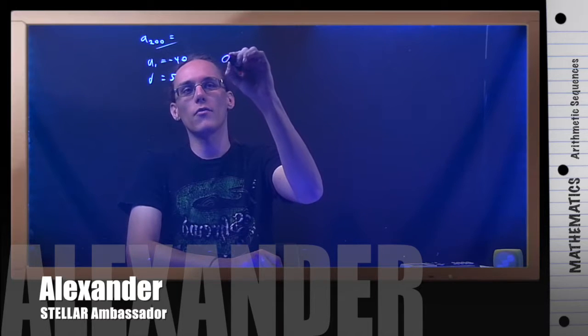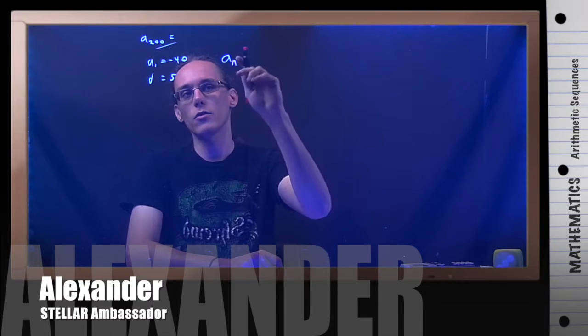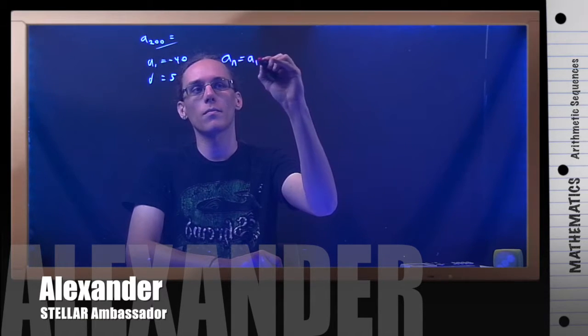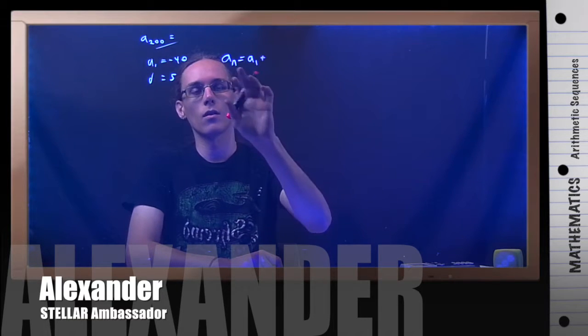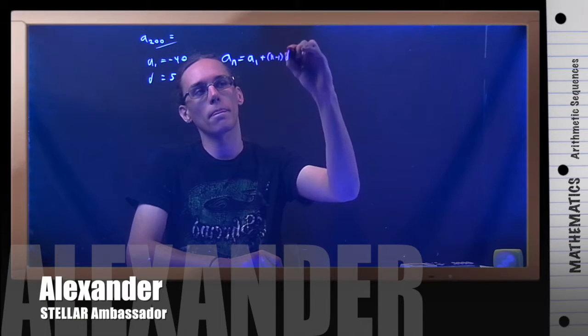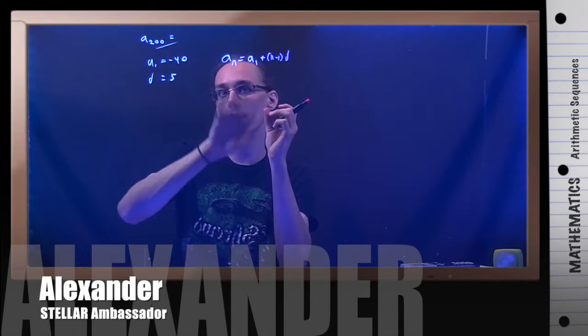You have this formula for how to get any term in an arithmetic sequence, and it goes a sub n, so the nth term, is equal to whatever your first term was, plus n minus 1 times the common difference. If you think about this, this should make a lot of sense. Let's go ahead and plug in our values and then look at it.